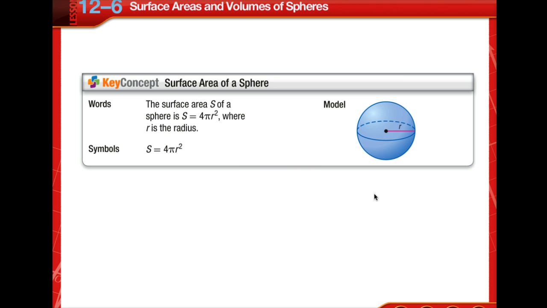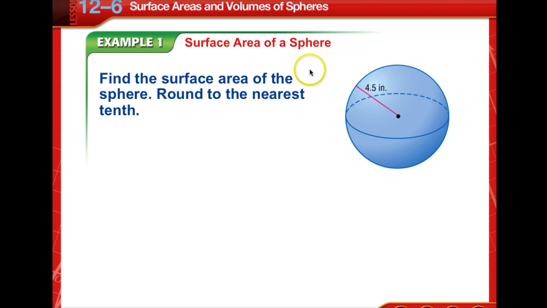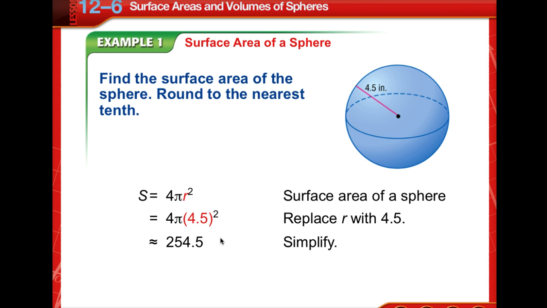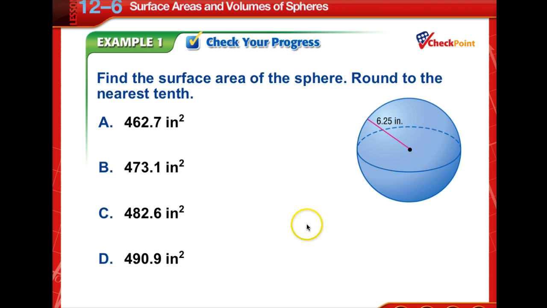The surface area of a sphere, the formula can be written as 4 times pi times r squared. So we're going to use that formula to find the surface area of this sphere, rounded to the nearest tenth. So 4 times pi times 4.5 squared. Using a calculator, it's approximately equal to 254.5 square inches. Okay, making a note of that formula, let's check our progress. So pause the video for a moment, then come back and check your answer.